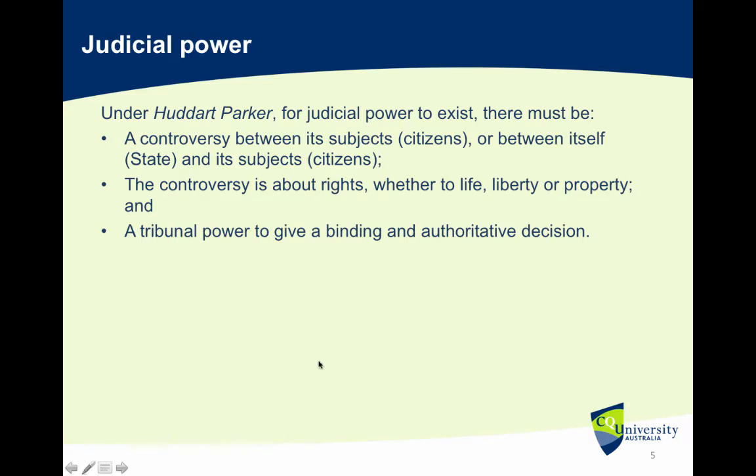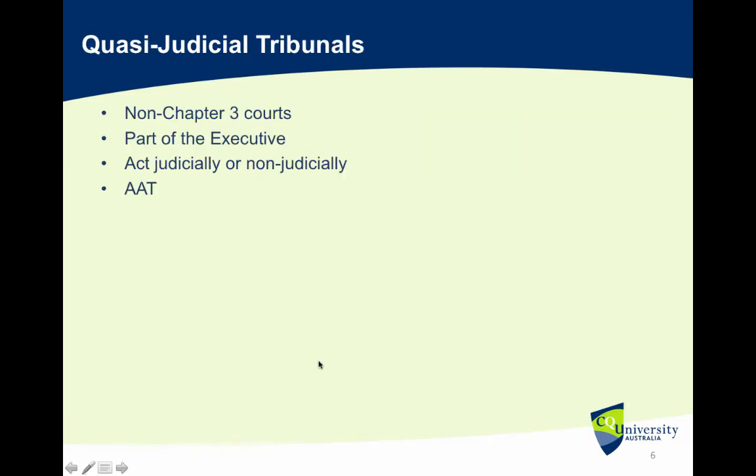So moving on, as we said, we speak of the distinction between judicial and non-judicial powers mainly because there exist non-Chapter 3 courts, or what we call quasi-judicial tribunals. And a good example of this would be the Administrative Appeals Tribunal, which was created by Parliament under the Administrative Appeals Tribunal Act of 1975 Commonwealth. So the AAT is not a Chapter 3 court.